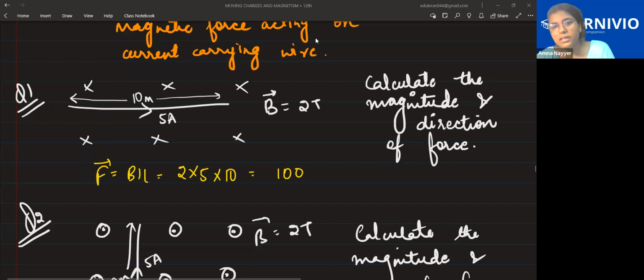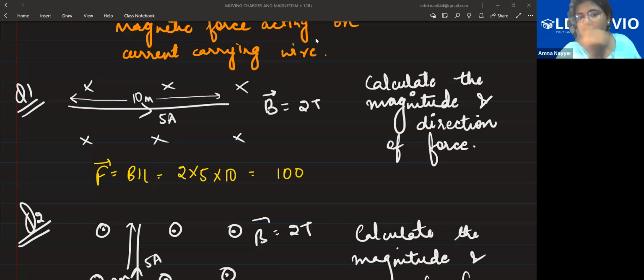See, let's see whose answer is right. There are four answers and all four are totally different. Right hand: current is flowing towards the right side, so I'll put my hand towards the right side. I can put it like this or like this, both are valid. Now, where is the magnetic field present?